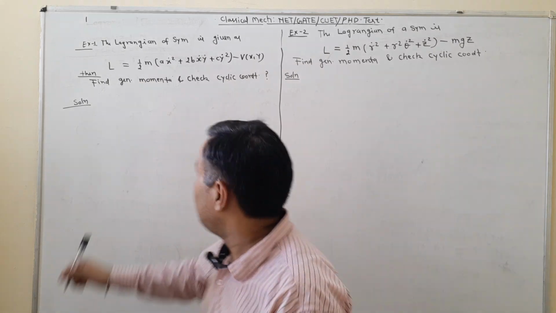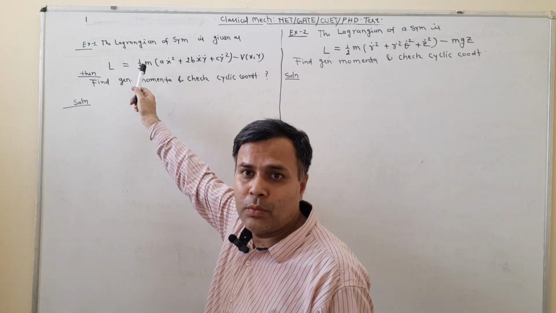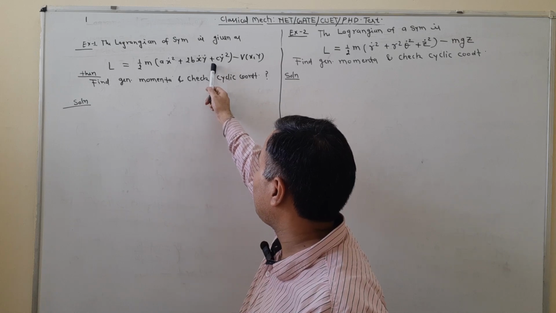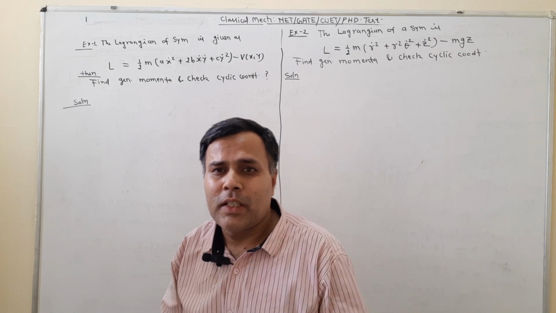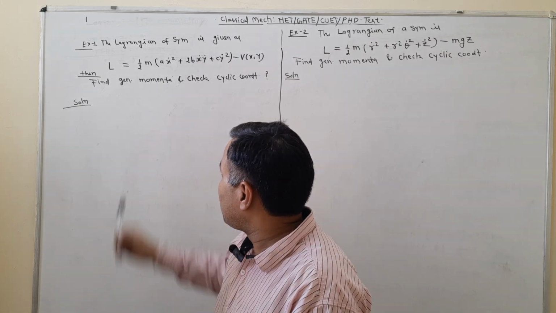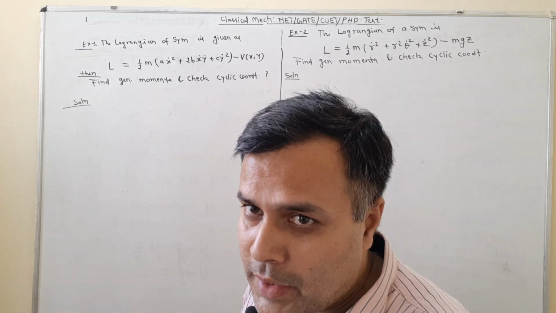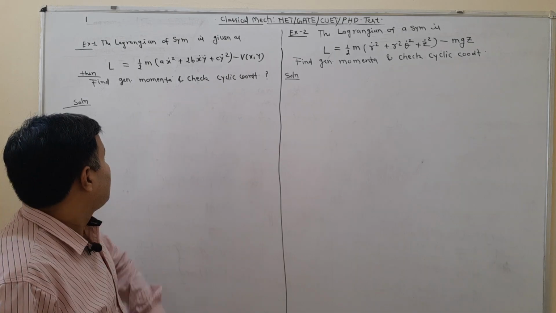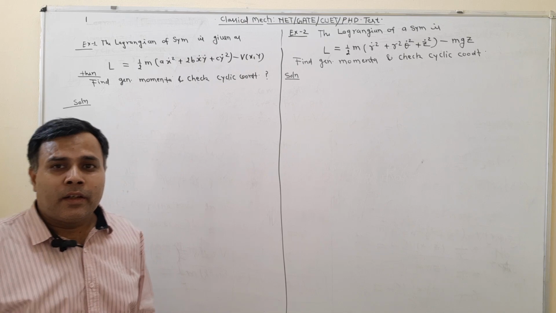So we have this example, example number 1. The Lagrangian of a system is given as 1/2 m (a x dot square + 2b x dot y dot + c y dot square) minus V(x, y). Our potential is simply a function of the x, y coordinates, where x dot is dx/dt and y dot is dy/dt. So what are the generalized momenta and the cyclic coordinates?